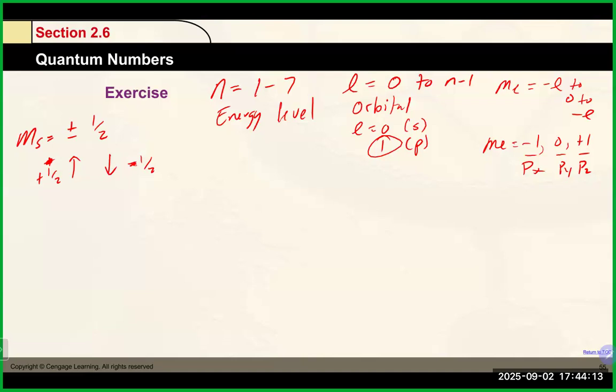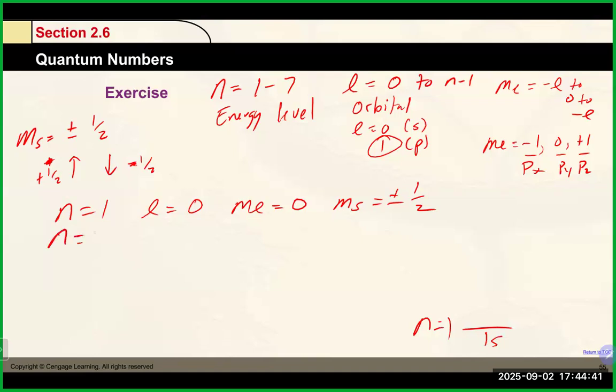As we saw before, we went through n equals 1. The only acceptable value for l would be 0, as it's n minus 1, and 1 minus 1 is 0. That means we would only have one s orbital, and we could put in there 1 electron up and 1 down. That means on our first energy level, we have a 1s orbital.